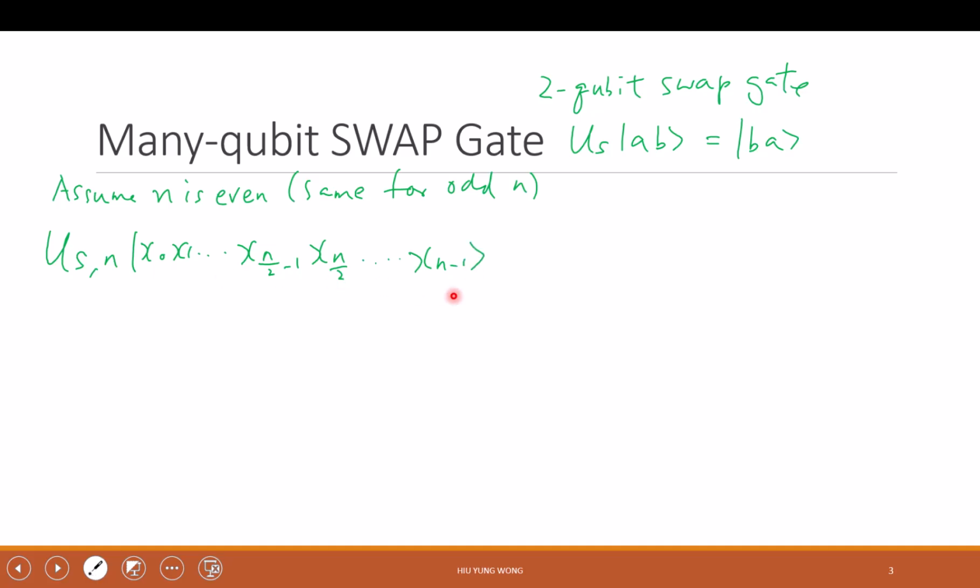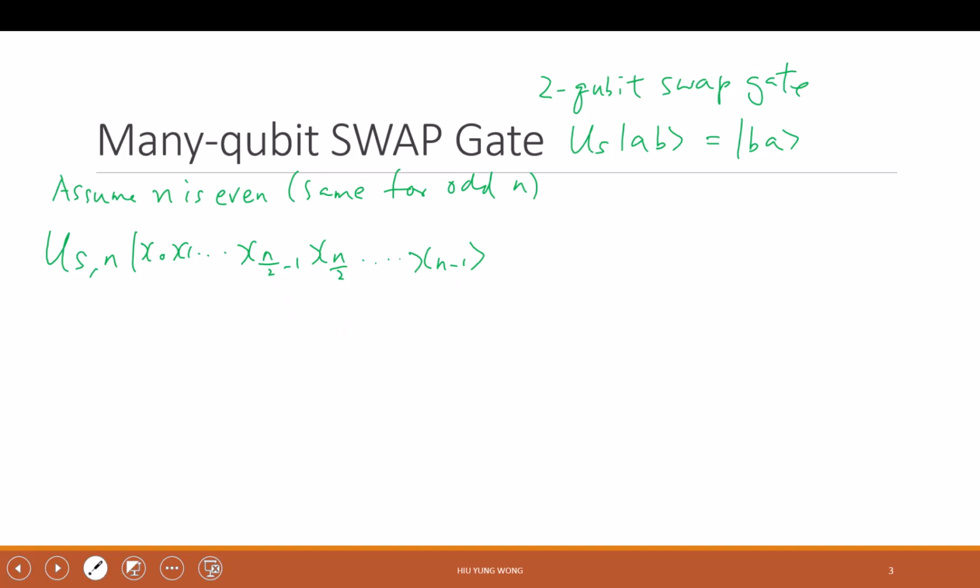Do I have n qubits here? Because it goes from 0 to n minus 1, right? And n is even, so n divided by 2 is an integer. n divided by 2 minus 1 is also an integer. For example, if n is 6, then this is 3, this is 2, and this is 5.